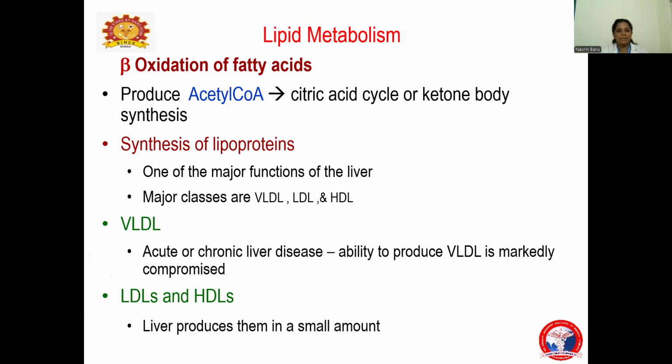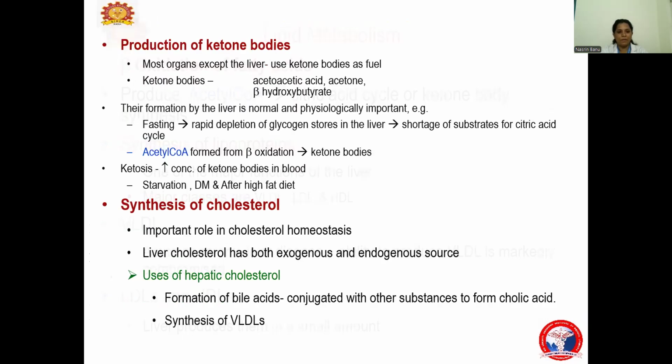The beta oxidation of fatty acids produces acetyl-CoA, which enters the citric acid cycle or ketone body synthesis. Synthesis of lipoproteins is one of the major functions of the liver. Major classes are VLDL, LDL, and HDL. In acute or chronic liver disease, the ability to produce VLDL is markedly compromised. LDLs and HDLs, the liver produces them in very small amounts.